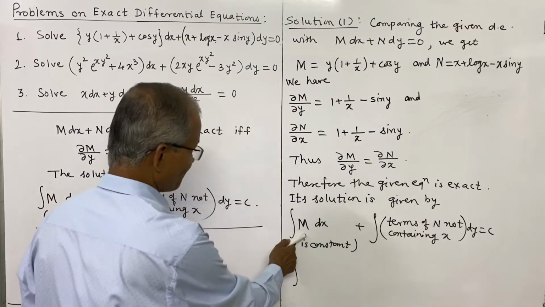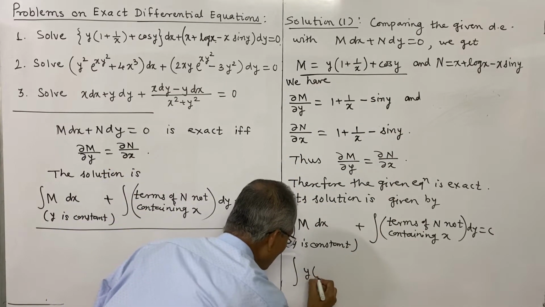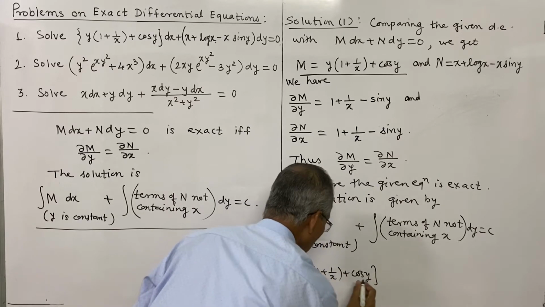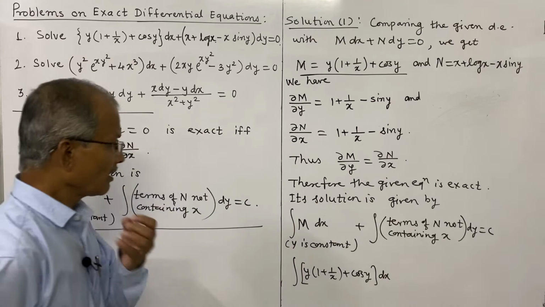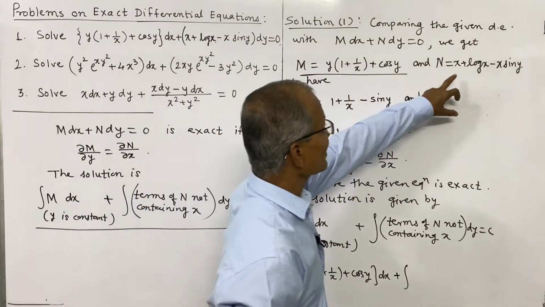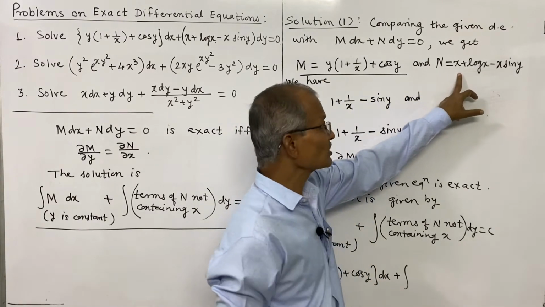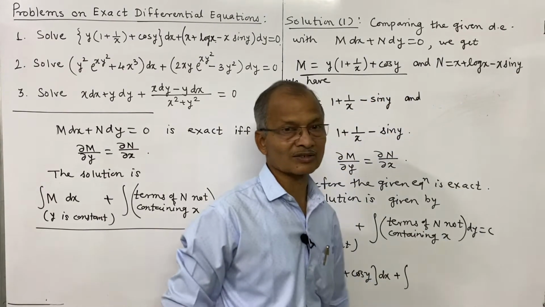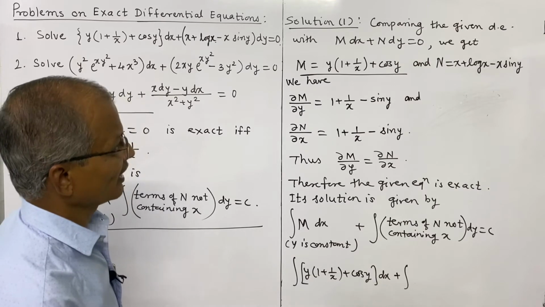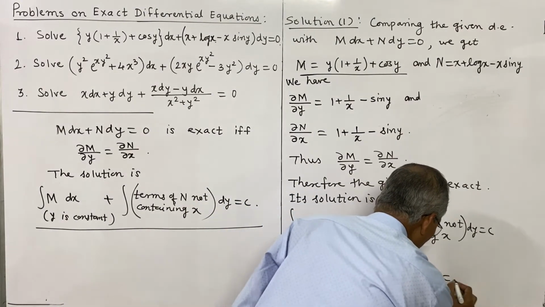So this is integral, what is M? M is this expression, y into 1 plus 1 upon x plus cos y into dx, plus integral of terms of N not containing x. What is the expression for N? This is the expression for N. And what are the terms of N not containing x? This term contains x, this term contains x, this term also contains x. So there is no term of N which does not contain x, and therefore this will be 0, and thus it is 0 into dy is equal to c.